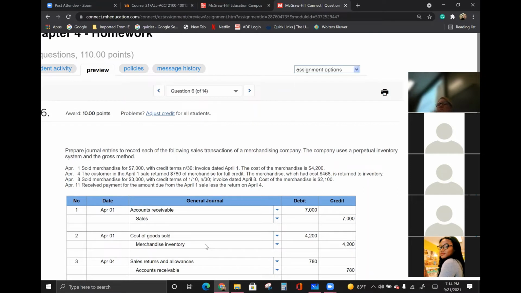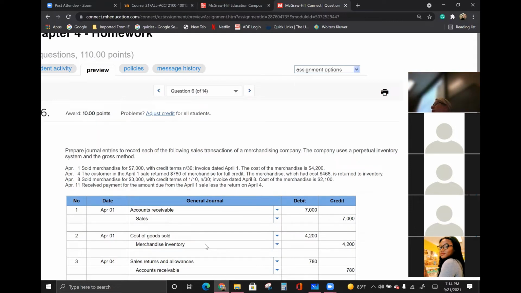because that's what they're getting the credit for. We're going to reduce their account because I don't want to show that they owe me that full $7,000, right? I want to reduce it. So I have to give a credit on their account. So their accounts receivable will be $780 credit.